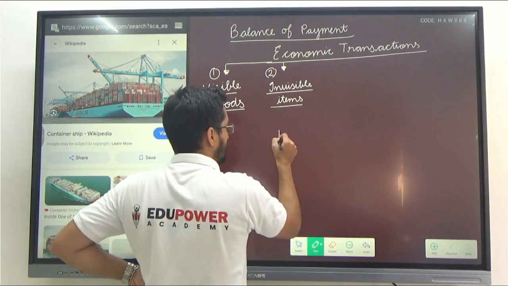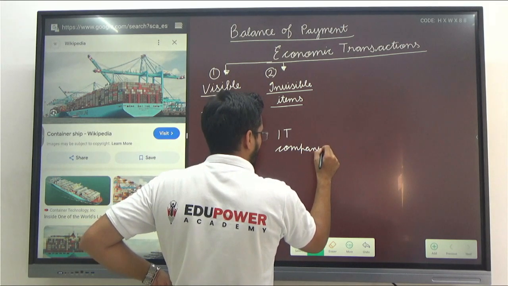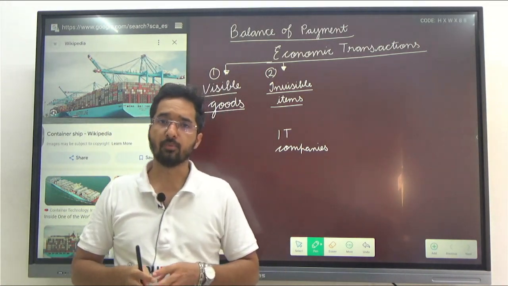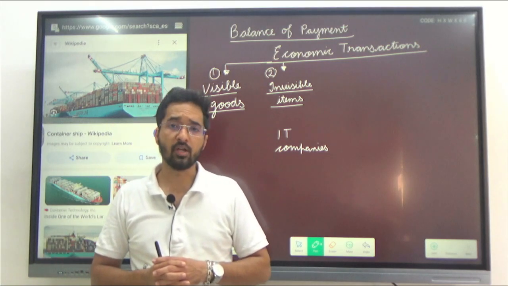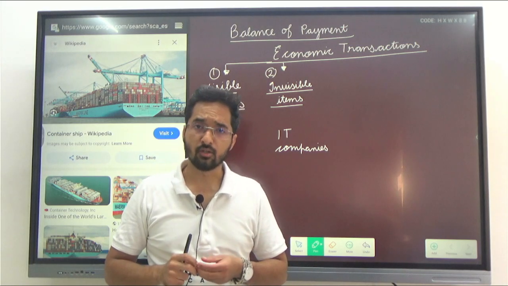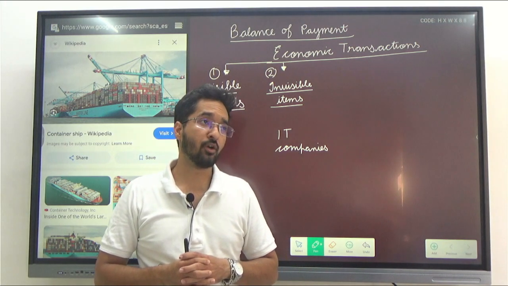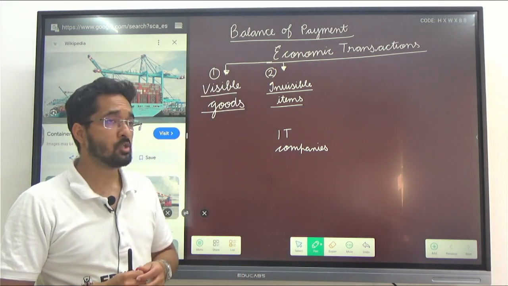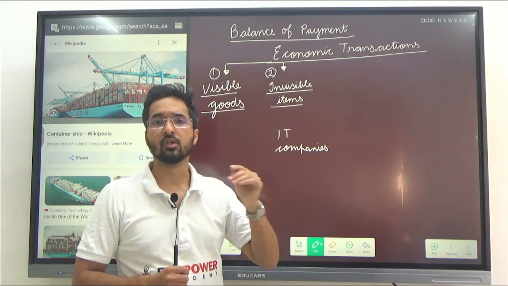What do these IT companies do? You have heard of the IT companies TCS and Infosys. These IT companies are present in India, and they provide IT services, for example web development, web designing services or software development services, to countries located abroad. So this is another type of economic transaction, which includes invisible items, which basically means services.